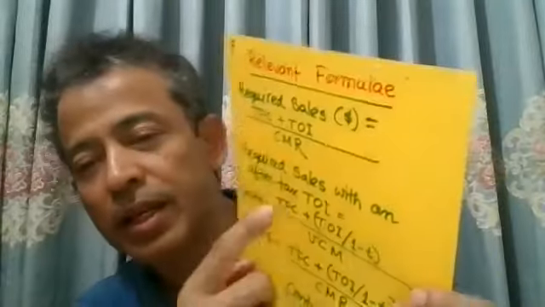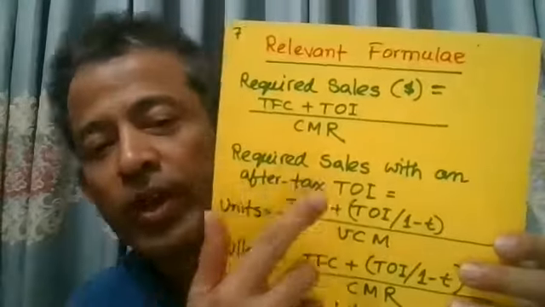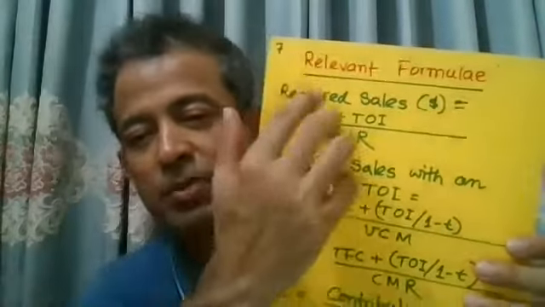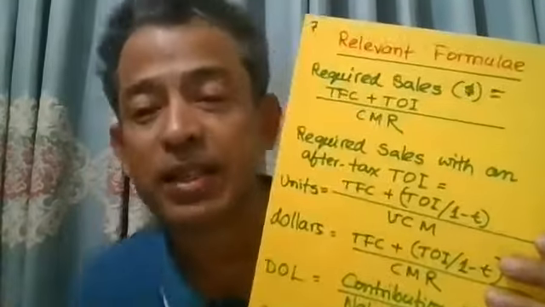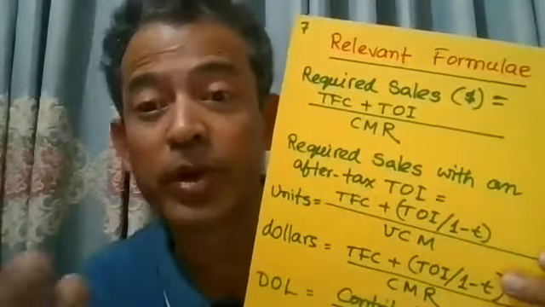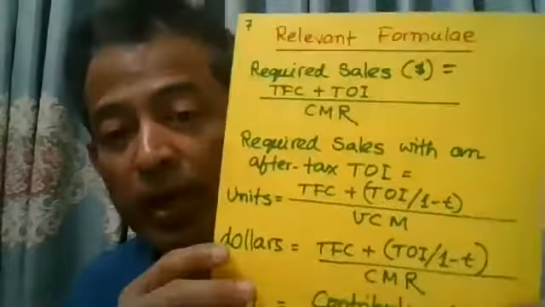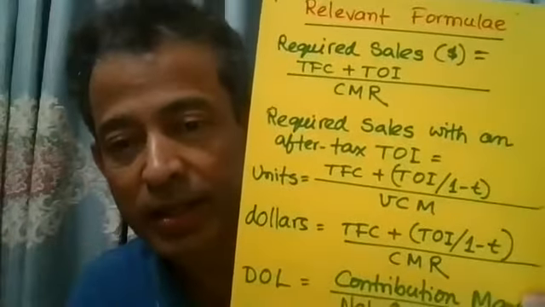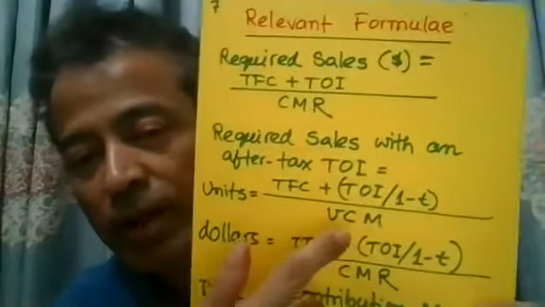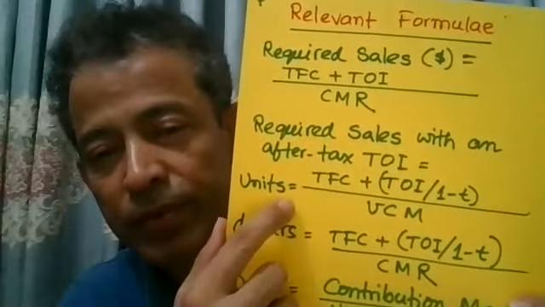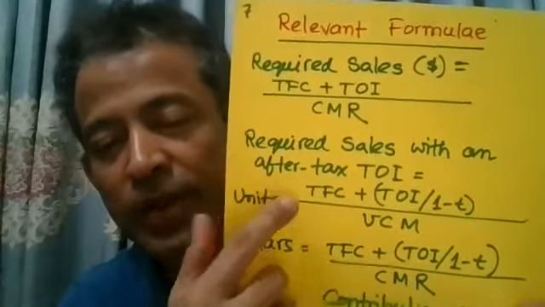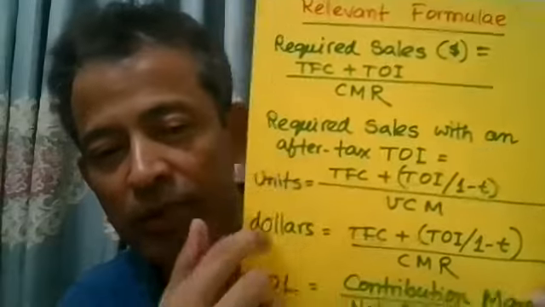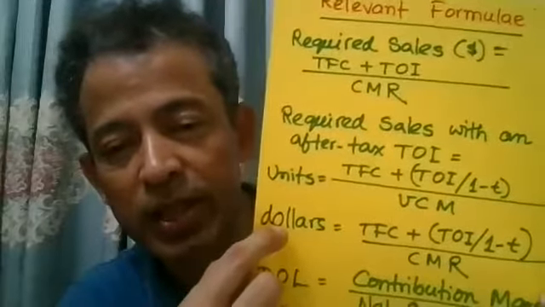So we call it required sales on after-tax TOI. The formulas before would give you required sales in units and in dollars before tax. But if you want exactly $1,000 after tax, then modify your formula by this. So now, required sales with an after-tax TOI. Again, we're going to have the answers in units as well as in dollars.